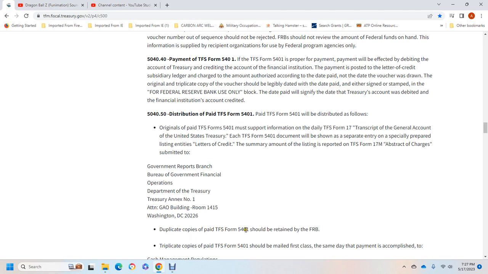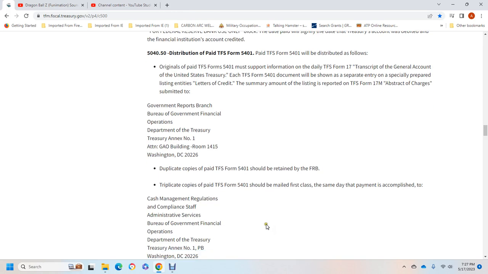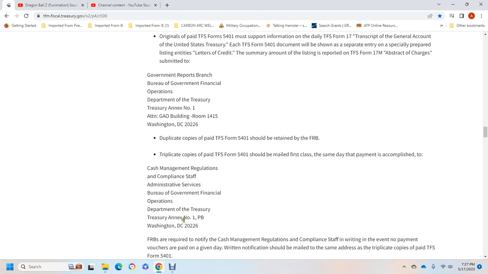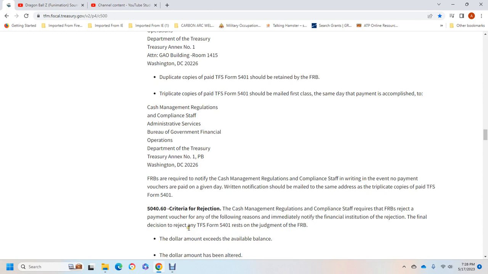Duplicate copies of the 5401 should be retained with the Federal Reserve Bank. Triplicate copies of the 5401 should be mailed to the class and same-day payment accomplished: Cash Management Regulation Compliance Staff, Administrative Services, Bureau of Government Financial Operations, Department of the Treasury, Treasury Annex Number 1, P.O. Box, Washington, D.C., 20226. Federal Reserve Banks require, with the cash management regulation compliance, written notification in the event of no payment of the voucher paid with the given day, and the same draft with the triplicate copy of the 3F and Form 5401.